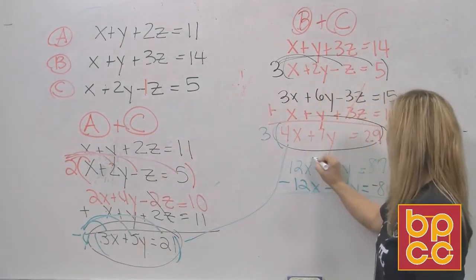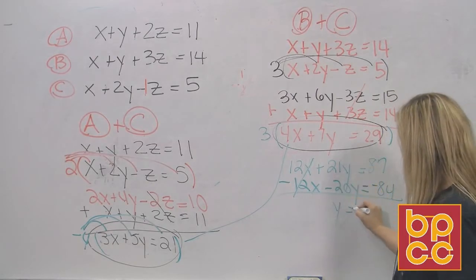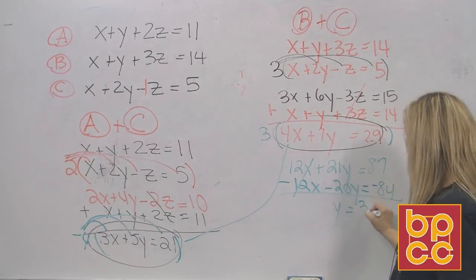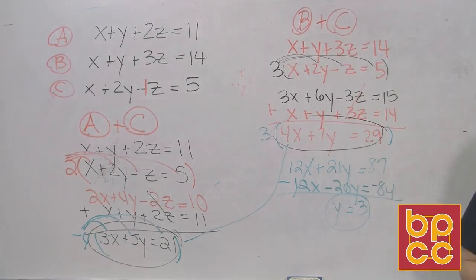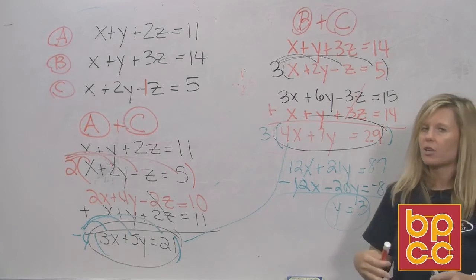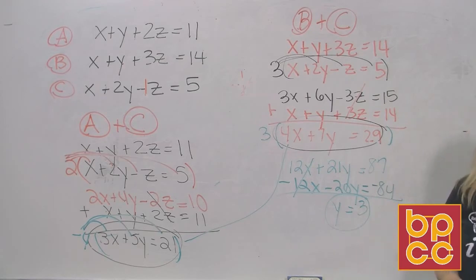And look what happens. The x's cancel. 21y minus 20y is y. 87 minus 84 is 3. And there's your first solution. So, the hardest part of this whole process is you thinking. Are we done? No, we're not done.